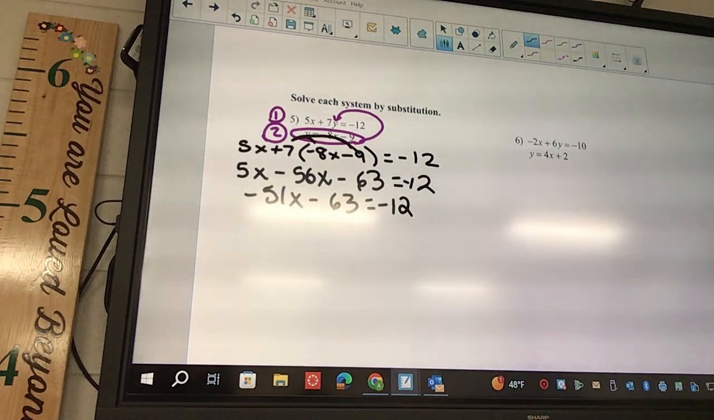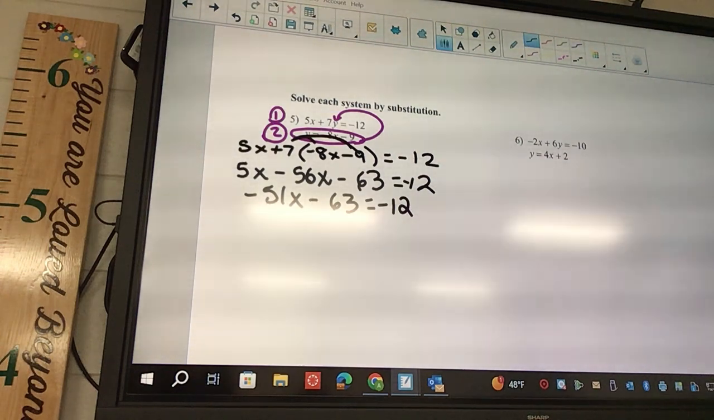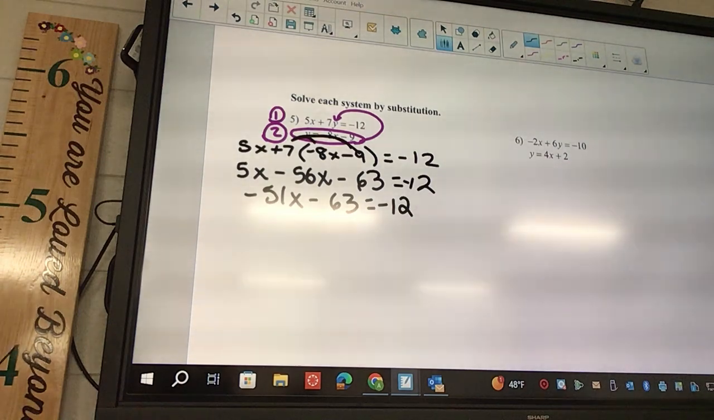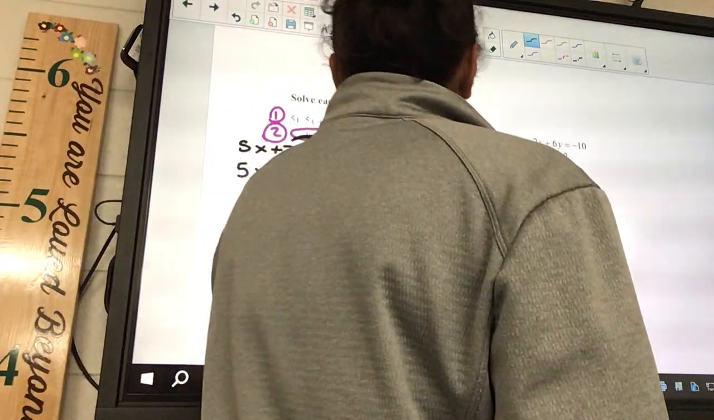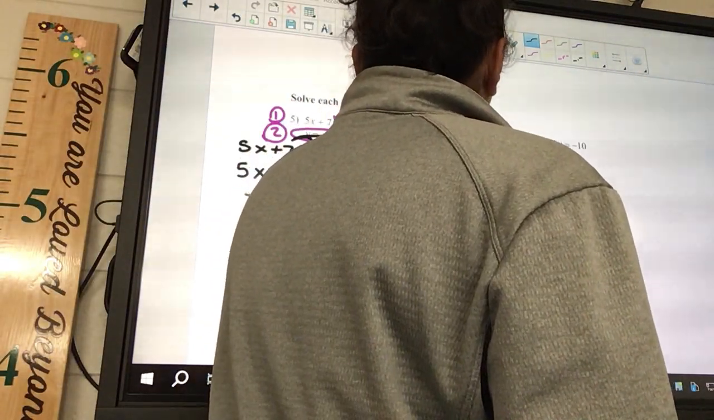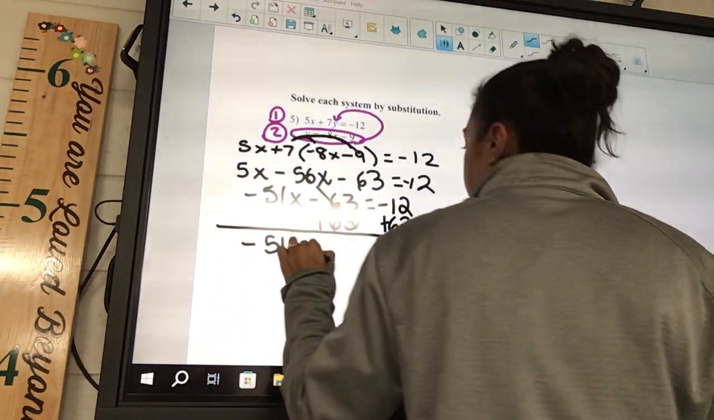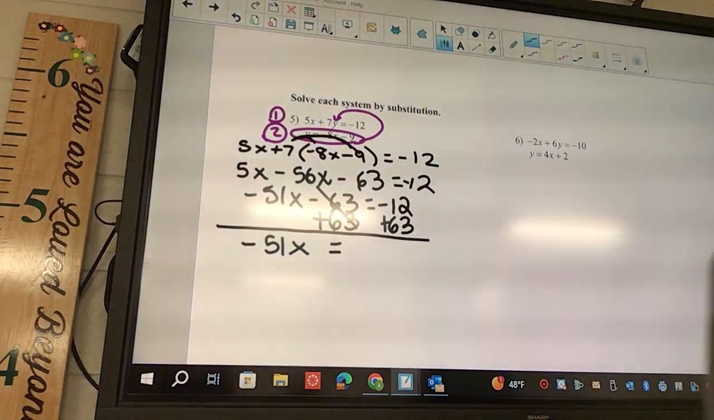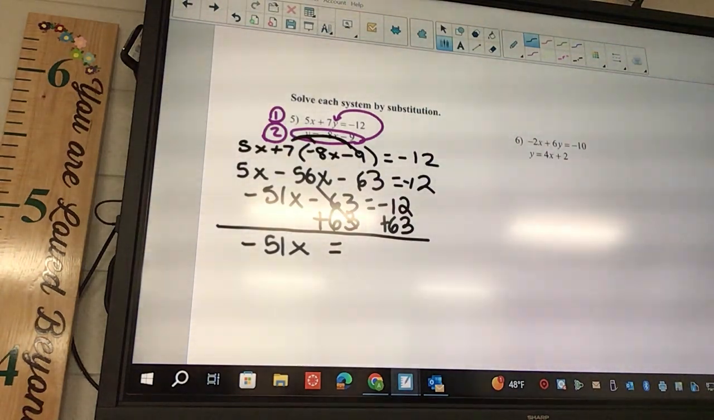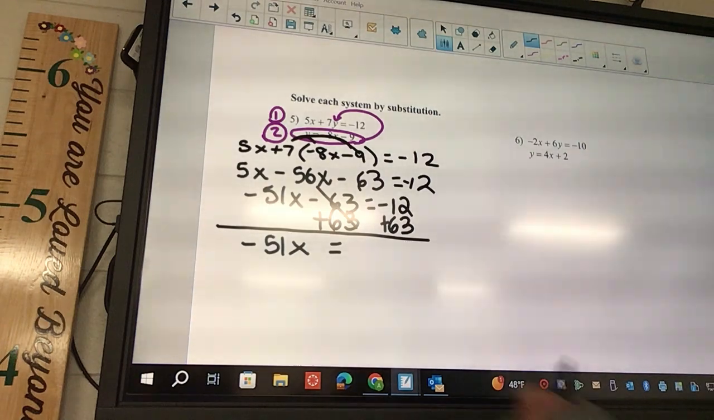Okay, then what needs done? What needs moved first? We need to add 63. So we're going to get -51x equals, what is -12 plus 63? 51. Okay, so 51.